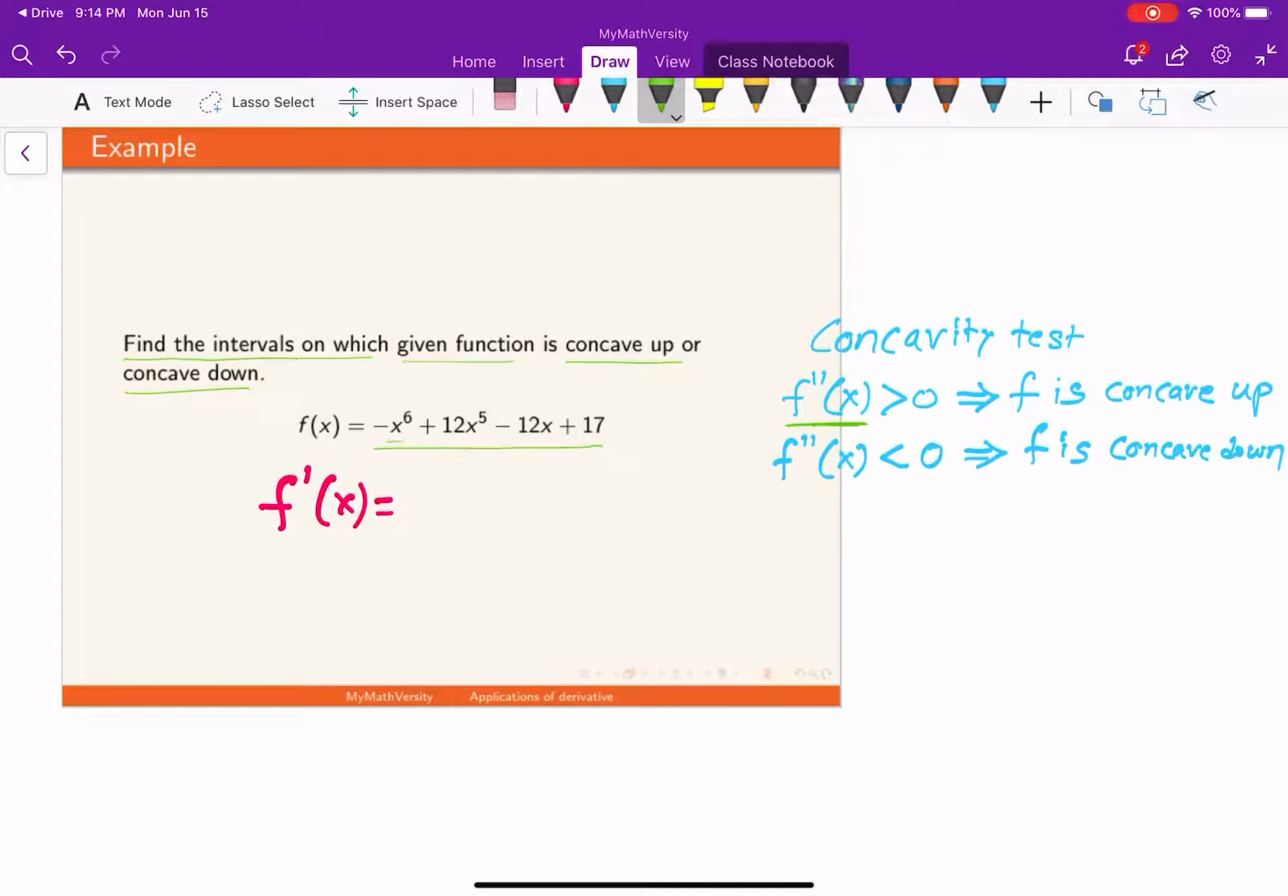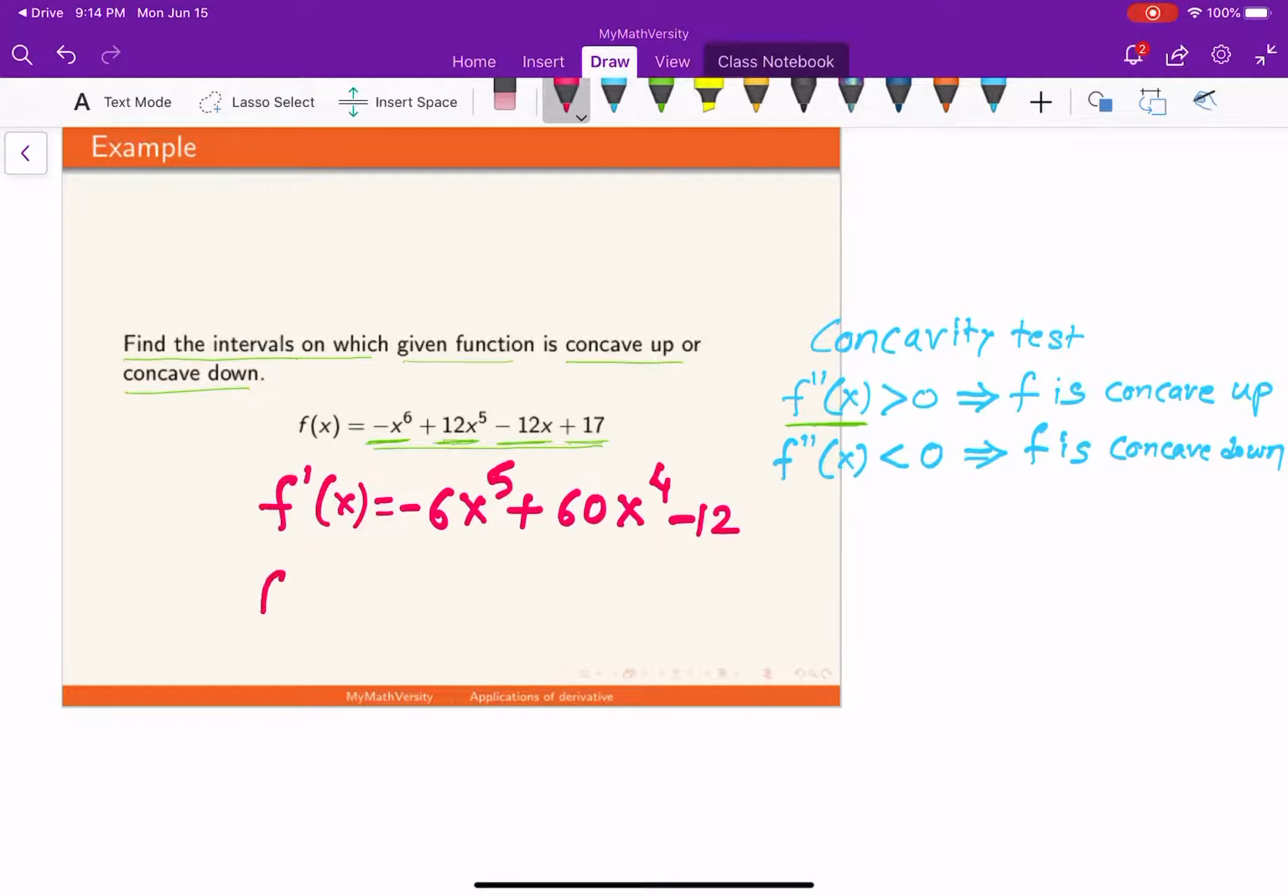Well, we first need to find the derivative of negative x to the power 6, which is negative 6 times x to the power 6 minus 1, so just 5, right? Plus, what is the derivative of 12 times x to the power 5? 12 times the derivative of x to the power 5. So this will be 12 times 5, which is 60, times x to the power 4, right? And then what is the derivative of negative 12x? Just negative 12, right? And what is the derivative of positive 7? That is a constant, so the derivative of that will be just 0. So this is the first order derivative of the function.